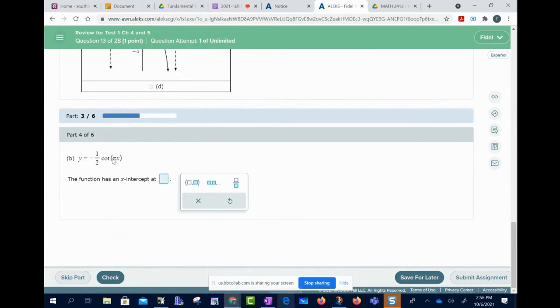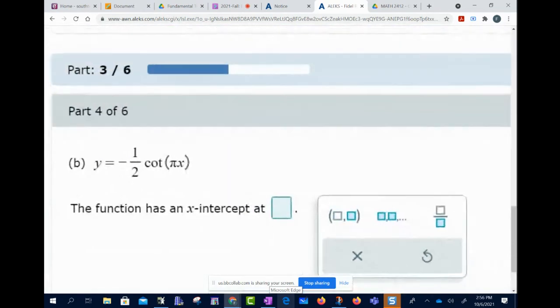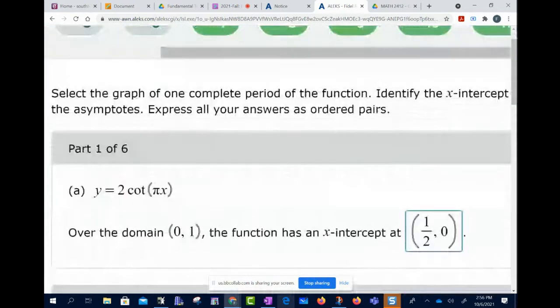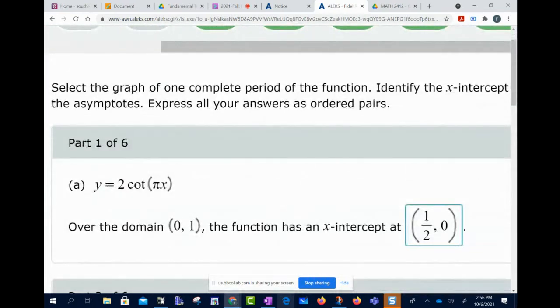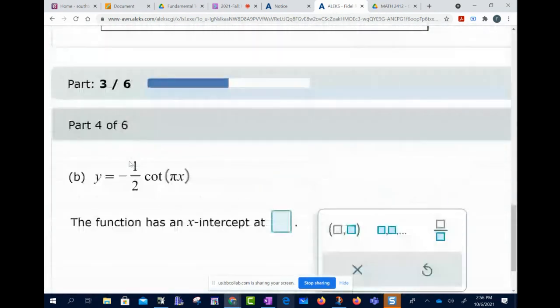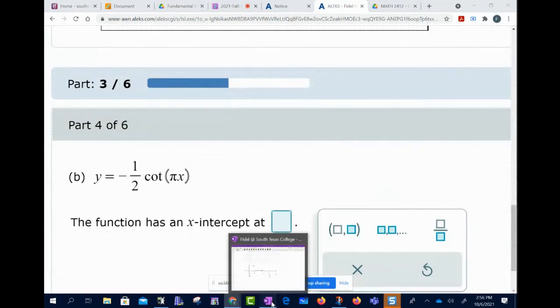Let me ask you a question. Look at this problem right here, y'all. Look at part B. So I can zoom in. Look at part B and look at part A. What's the only difference between part B and part A? That's right. This one had a 2. That's right. So the only thing is we had a 2, now we have a -1/2, right?